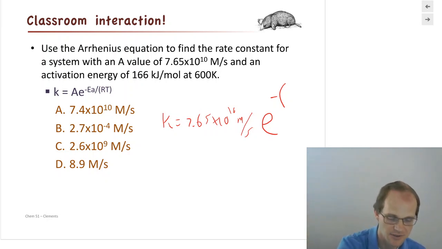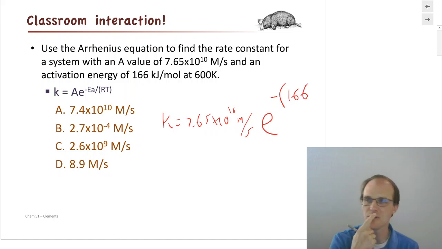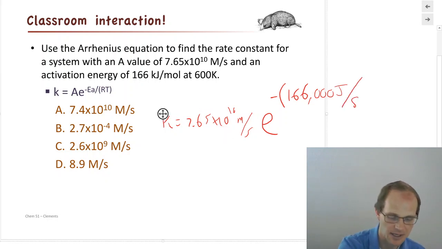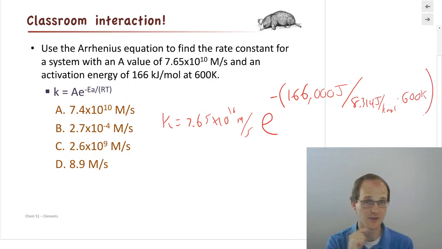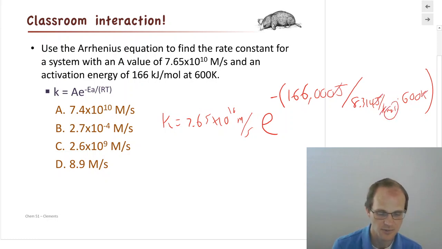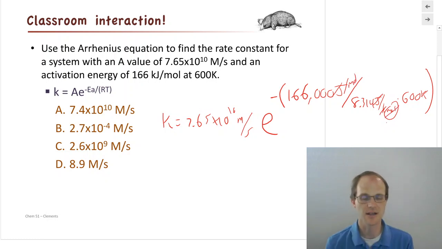And so we're going to put in that 166 kilojoules per mole. Oh, kilojoules, that wasn't our unit of R. Let's convert that to joules by multiplying by 1,000. 166,000 joules divided by 8.314 joules per Kelvin mole times my temperature. I was nice, I gave it to you in Kelvin. If it wasn't in Kelvin, you would have had to convert it to Kelvin. Check our units cancel: Kelvins cancel, moles cancel. Activation energy is in joules per mole, so that cancels there. And we have no units left in our exponent.